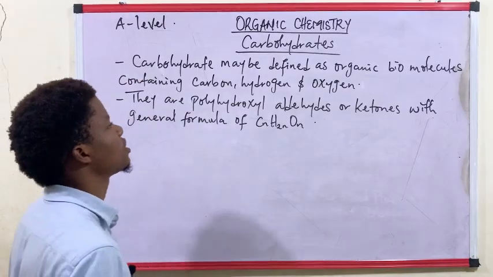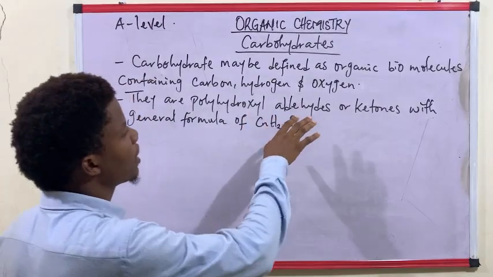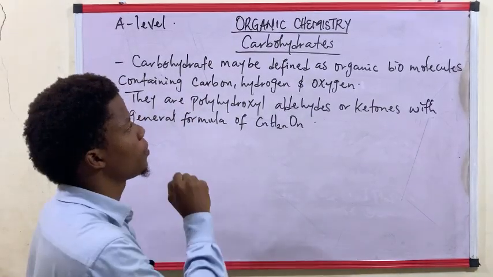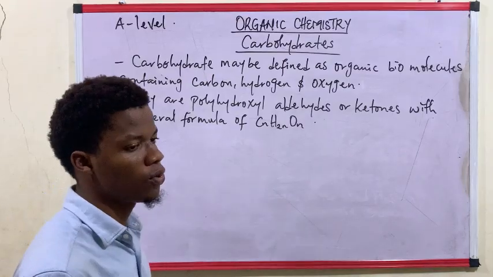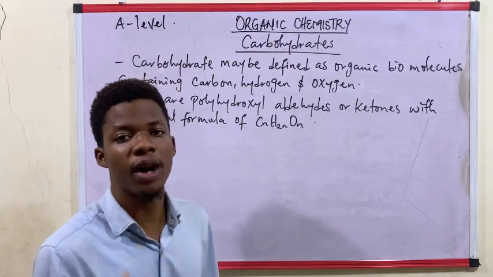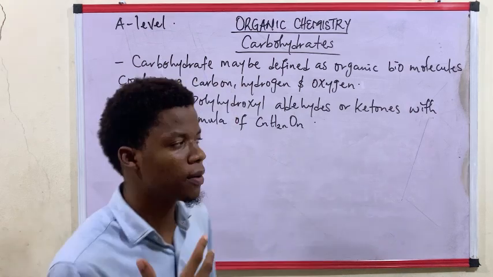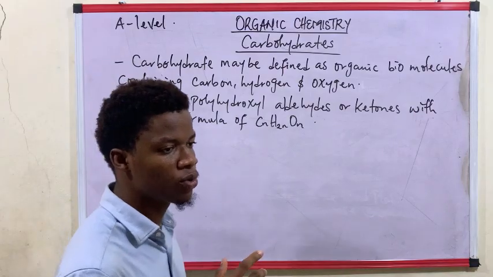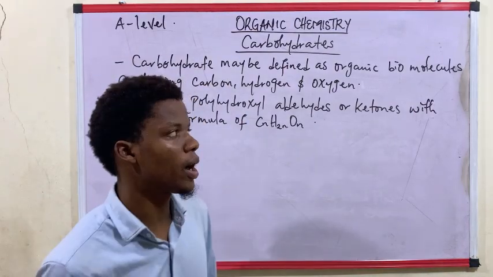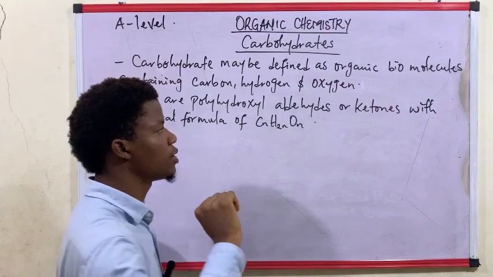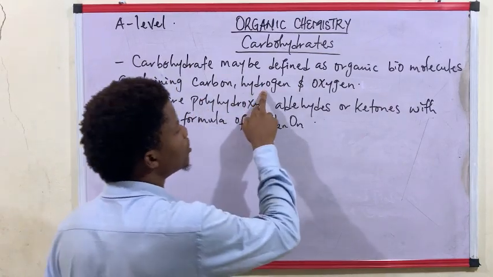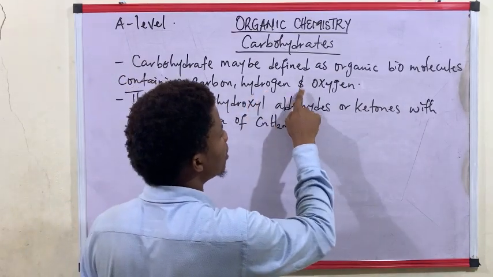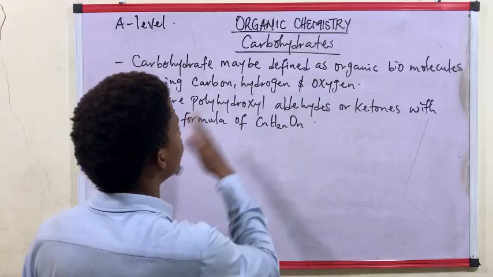What then is a carbohydrate? A carbohydrate can be simply defined as an organic biomolecule containing carbon, hydrogen, and oxygen. So basically carbohydrates are compounds that are made up of carbon, hydrogen, and oxygen. I would like to explain that all carbohydrates are made up of three elements. What are the three elements? Carbon, hydrogen, and oxygen. Now we've established this part.